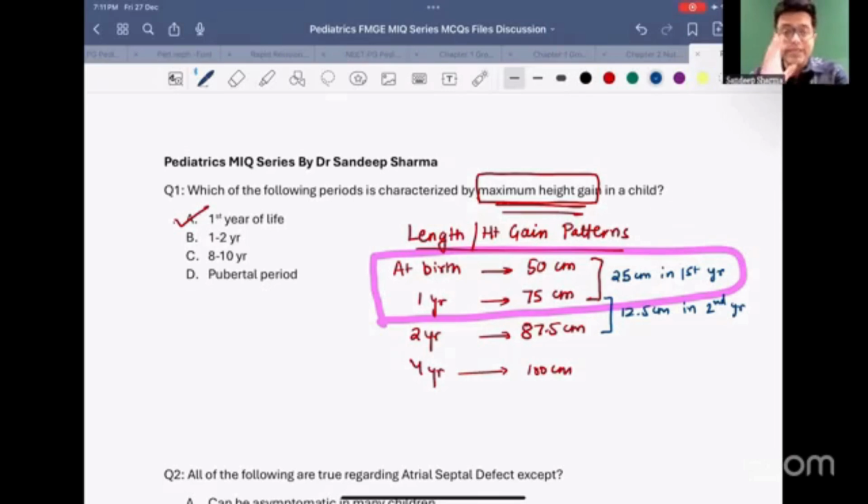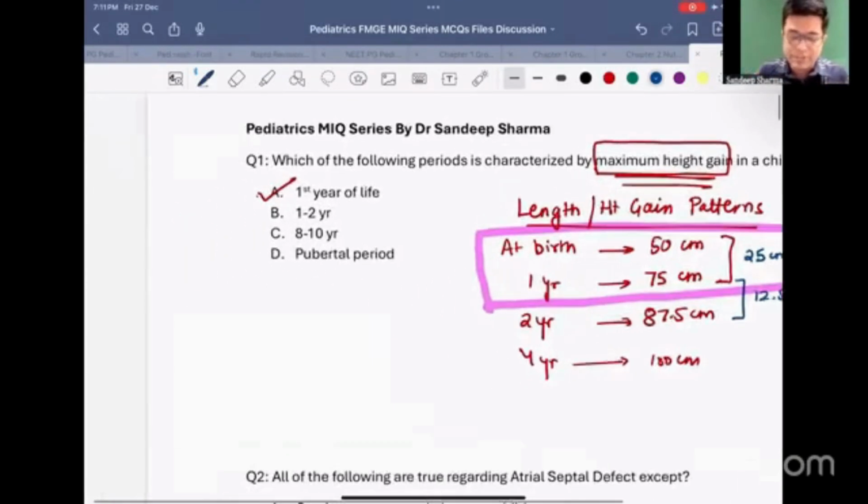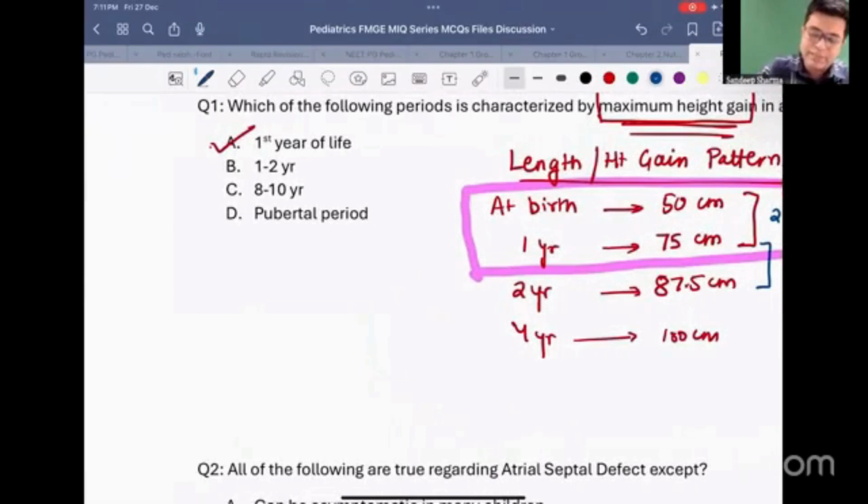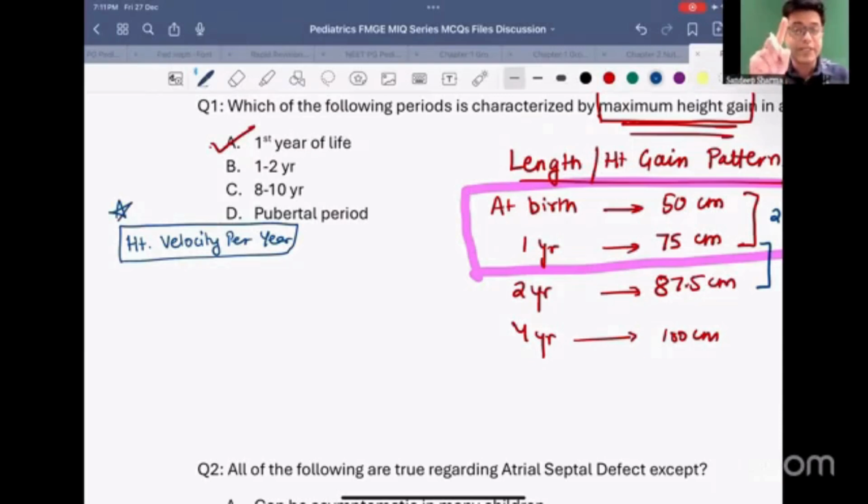Now, what is the extra edge topic that you need to remember from an exam perspective for the upcoming exam? It is relevant for FMG and also for the NEET PG exam. The topic to remember is the different height velocities per year. If you look at the standard textbooks, this is the only thing which has not been asked so far in the FMG exam.